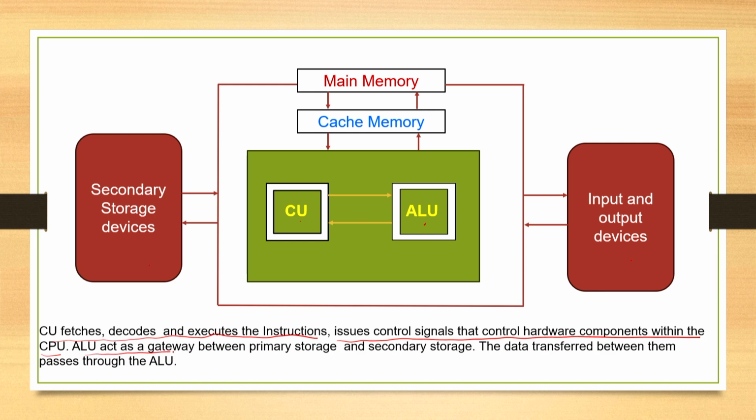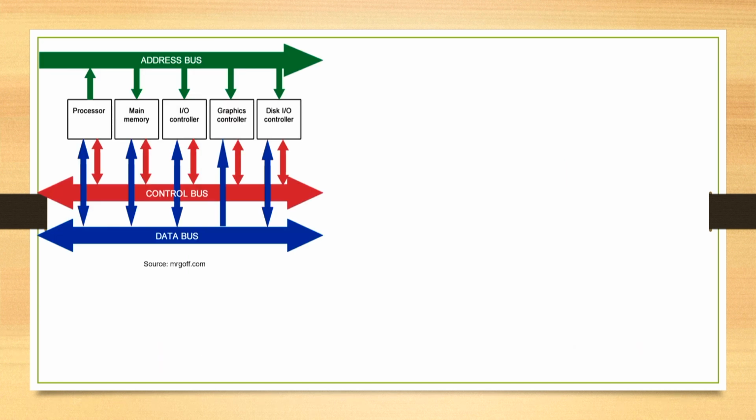ALU is what? It acts as a gateway between the primary and the secondary storage. So data transfer between them passes through the ALU. In this way, the different components of the CPU work, especially the ALU and the CU, for processing of data. Another important component of the processor is the bus. We have three types of buses: address bus, control bus and the data bus.